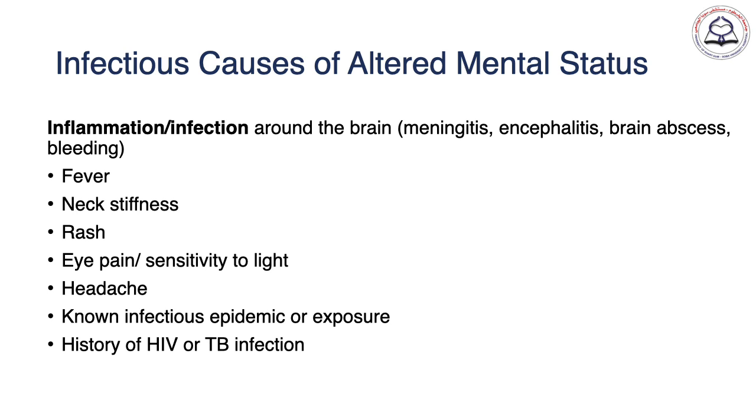CNS infection can lead to altered mental status, like meningitis, encephalitis, brain abscess. The patient can present with fever, neck stiffness, skin rash, sensitivity to light, headache, and there may be an epidemic as in meningitis, and some people are vulnerable, like HIV and TB patients.